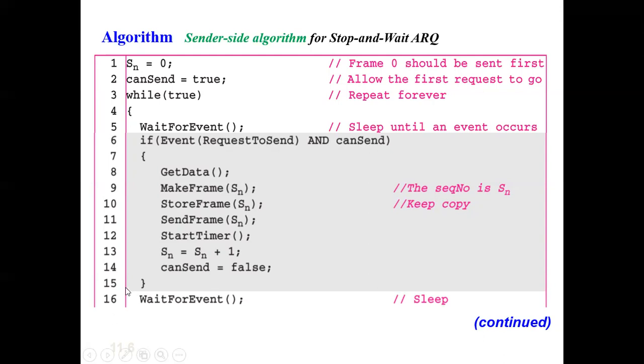And the flag, whether to send, is made false because the next frame cannot be sent. That is because the sender is waiting for an acknowledgement. So until it receives the acknowledgement, it cannot send the next frame. So the flag is made false so that other events can be handled.